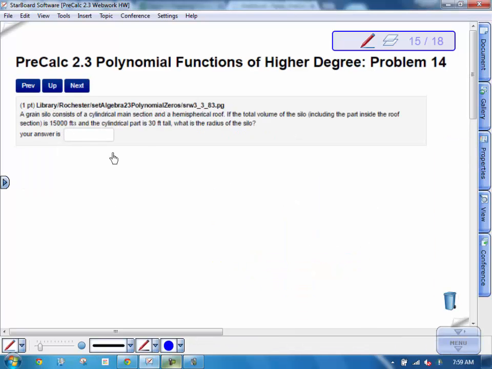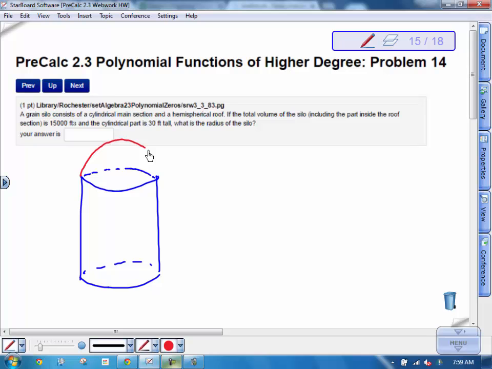Our next problem says the grain silo consists of a cylindrical main part. So there's our cylinder. And then it's got a hemisphere on top. I'll draw this in a different color, but it's got this half of a sphere on top. All right, so if we call this R right here, that's what we're looking for in this case, but it gives us the volume of the whole thing, and it gives us the height here is 30.